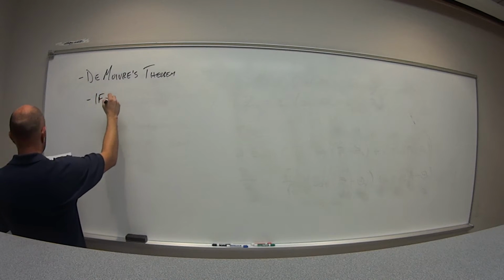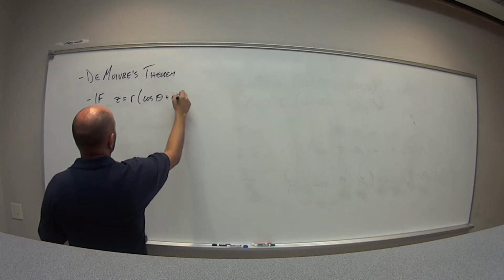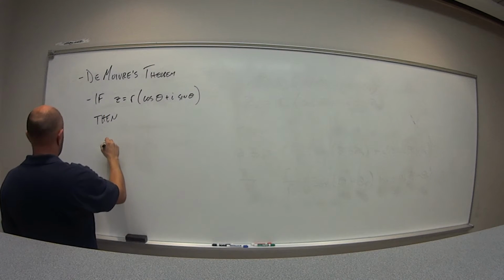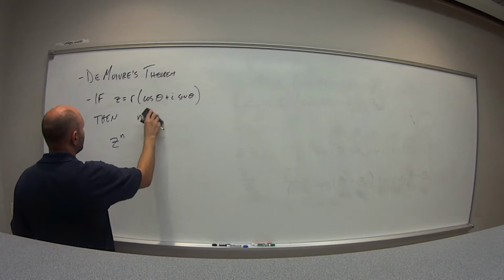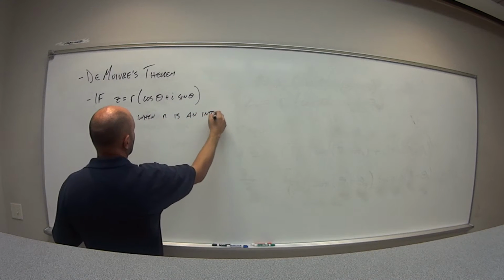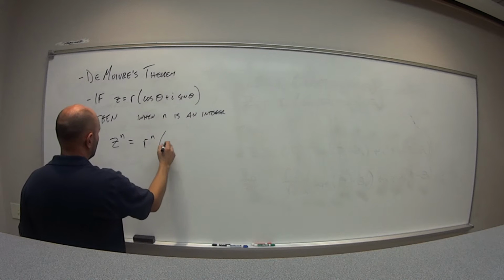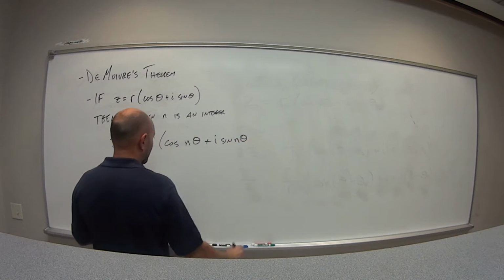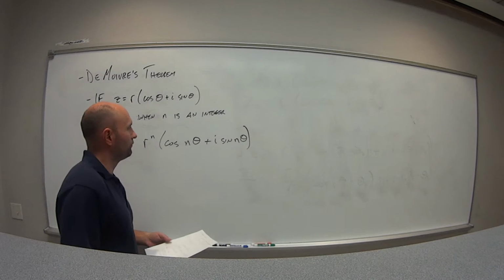So, for example, if z is in polar form, r cosine theta plus i sine of theta, then z to the n power, when n is an integer, is r to the n power cosine of n times theta plus i sine of n times theta. So pretty straightforward, but a pretty powerful theorem.